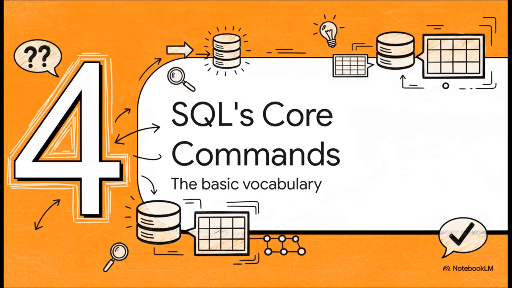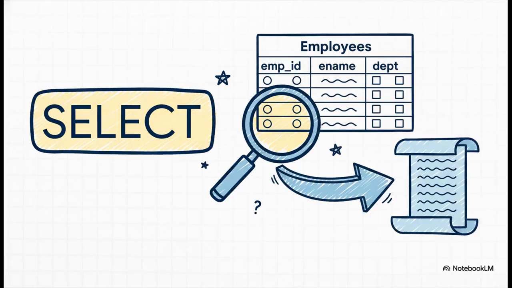So, what does this language actually look like? Well, let's learn the basic vocabulary. It really boils down to 4 core commands. The command you're going to use more than any other is select. This is just how you ask for information. This example right here, select ename from employees, is basically you walking up to the librarian and saying, hey, can you please show me the names of all the employees?